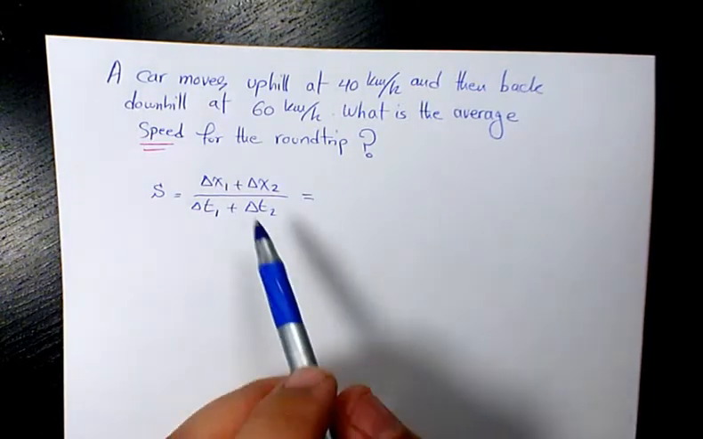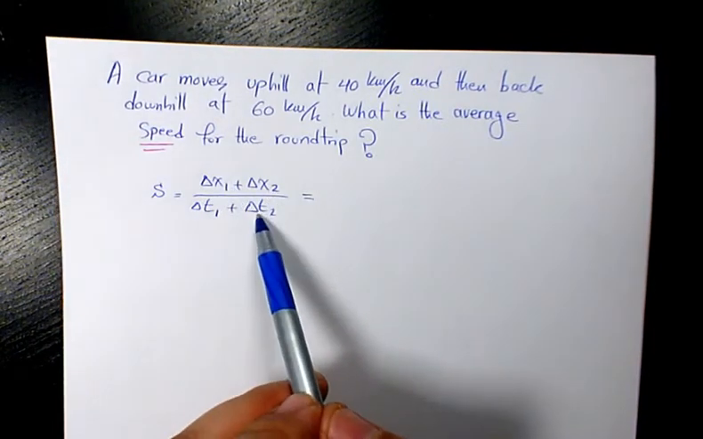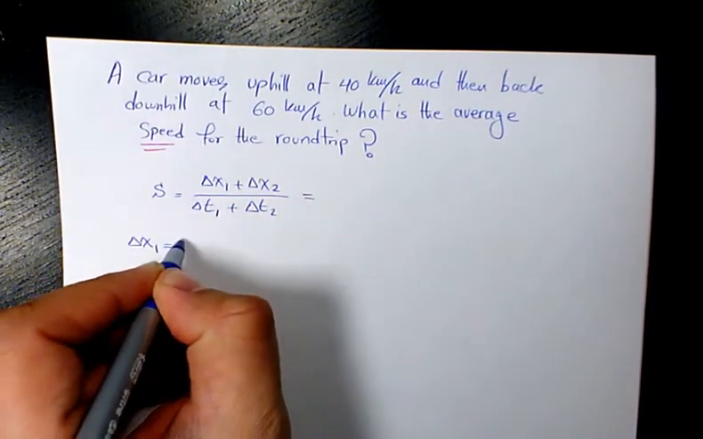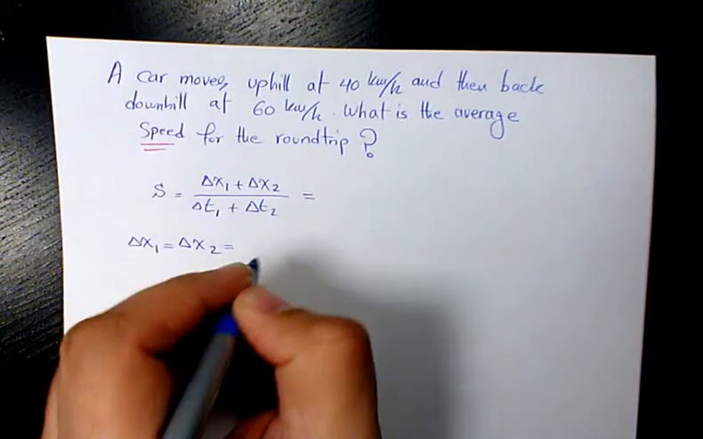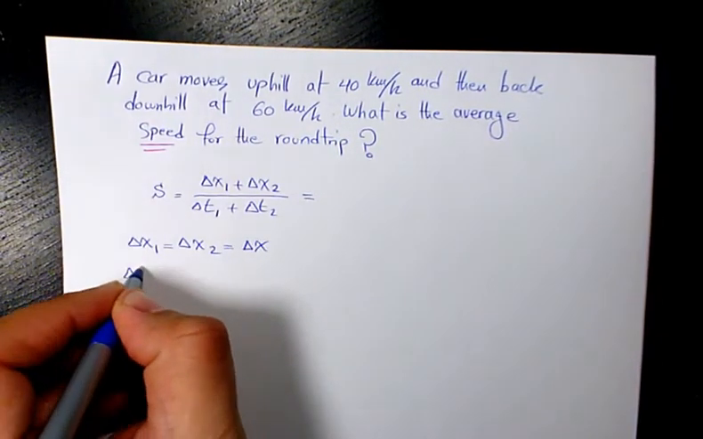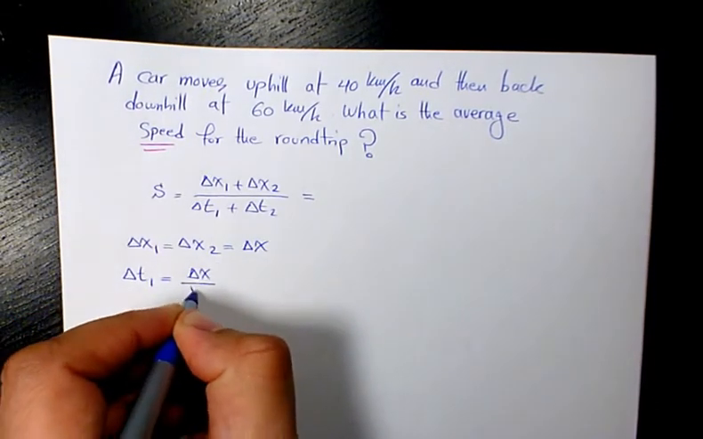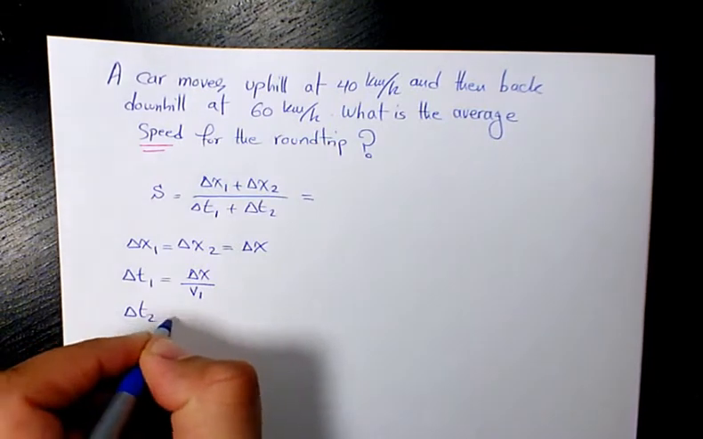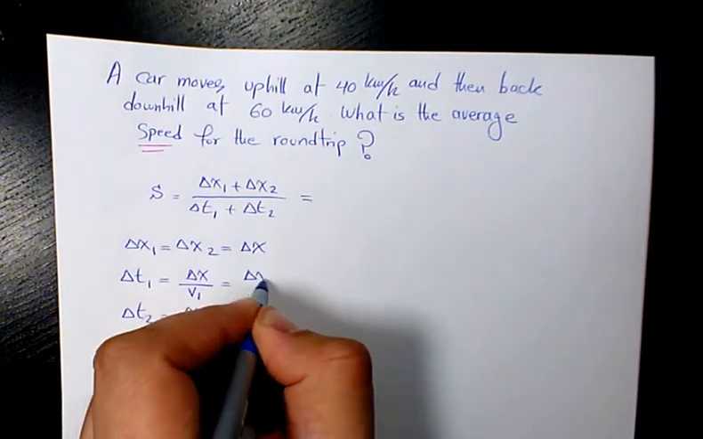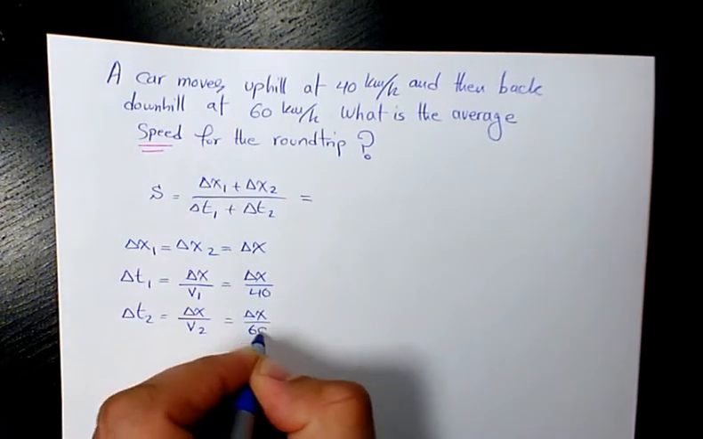So as you see here, we don't have delta x1 and we don't have delta x2. We don't have delta t1 and we don't have delta t2. But we know delta x1 equals delta x2. Let's call it delta x. And here we have delta t1, which is going to be equal to delta x divided by v1. Delta t2 is going to be delta x divided by v2, so delta x divided by 40, and here delta x divided by 60.